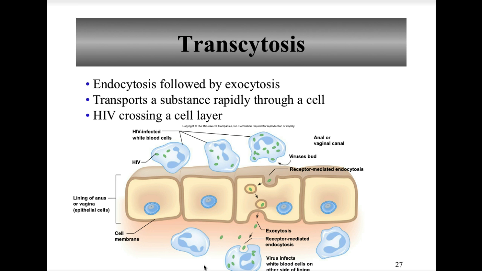You can see that illustrated in the diagram here. There you have a picture of the lining of the anus or the vagina, ultimately epithelial cells. And there you could see HIV-infected white blood cells. The HIV would be these little green particles, and you can see how they would pass across the cells by receptor-mediated endocytosis, from external to internal in the anal or vaginal canal.